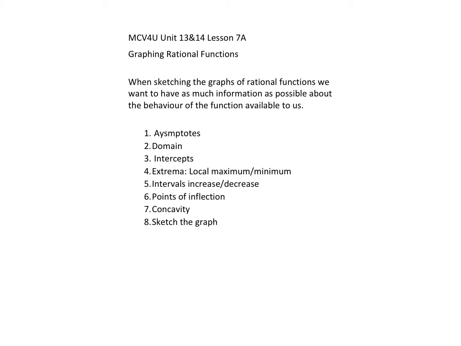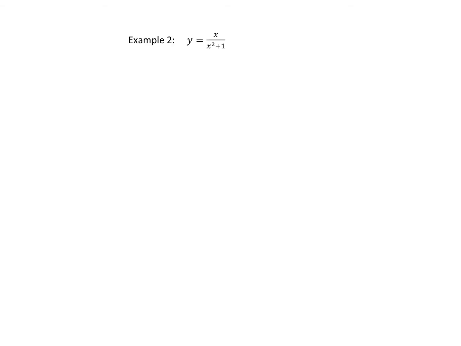We want to find our x and y intercepts, any extrema, so local max and min, intervals of increase and decrease, points of inflection and concavity, and then sketch our graph. So these are all the things that we want to try and find with our rational functions. Let's look at an example. Here y is given as x over x squared plus 1.